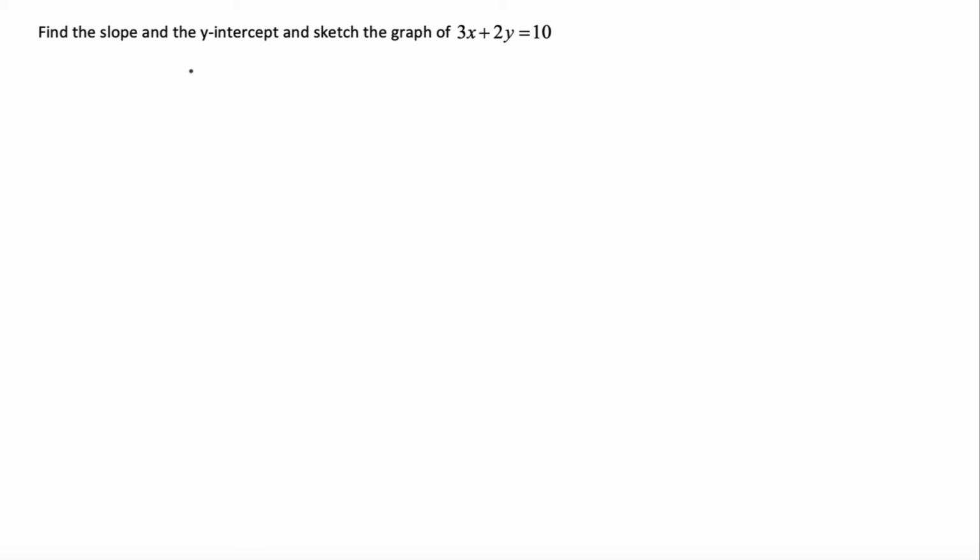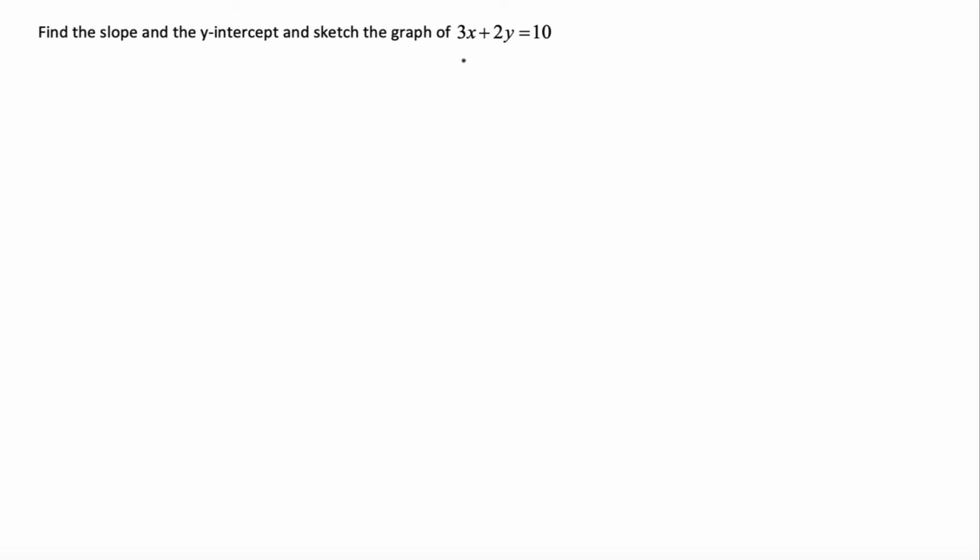Find the slope and the y-intercept and sketch the graph of 3x plus 2y equals 10. All right, so this equation is a linear equation, but it's written in standard form. Okay, so the x and y are on the same side. So you notice that the question says to find the slope and the y-intercept.